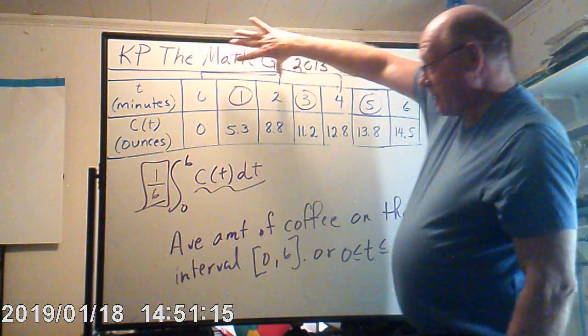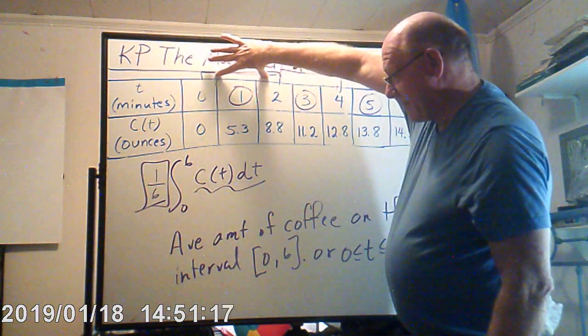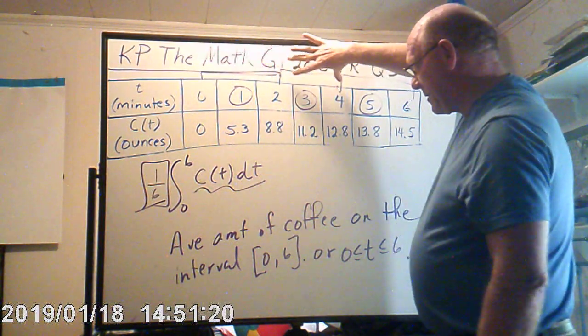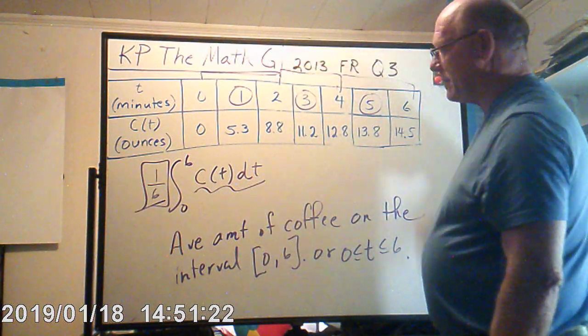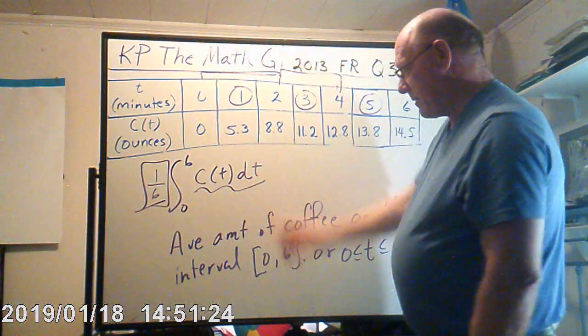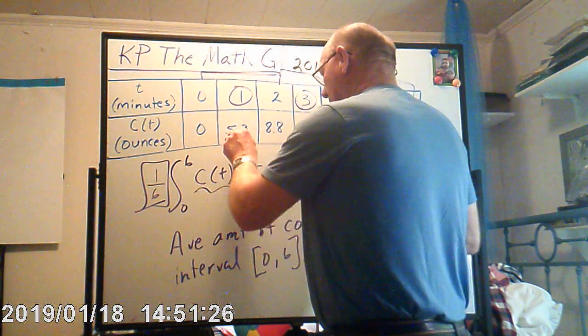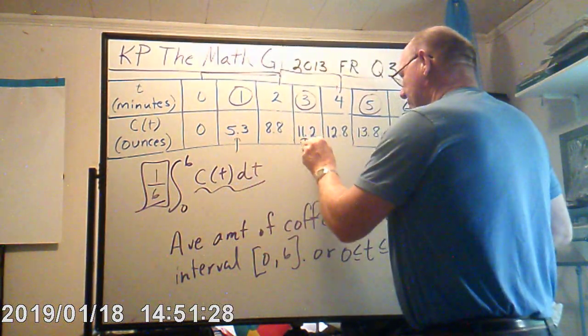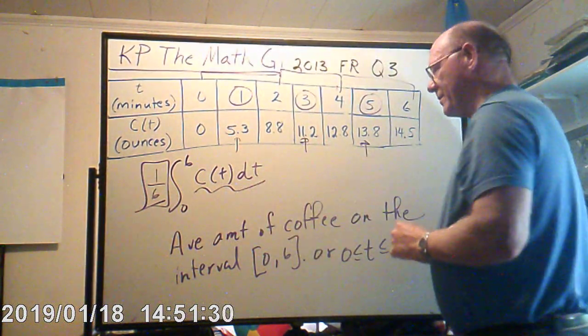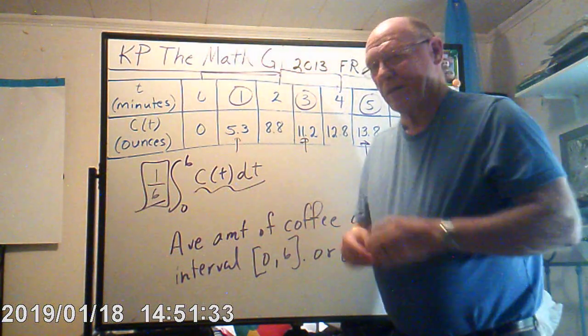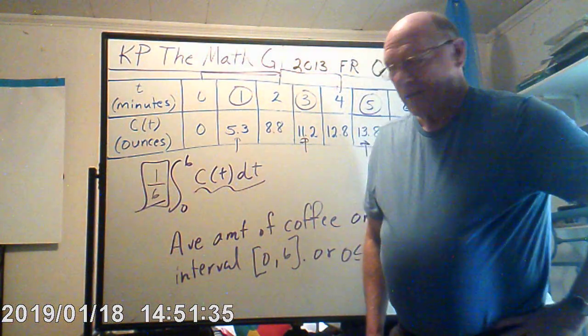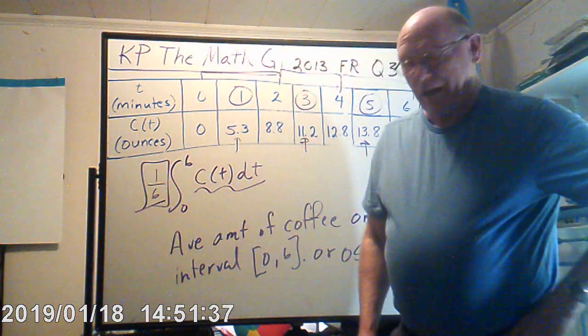So you're taking this delta t is 2, delta t is 2, and delta t is 2, times this, times this, times this. That's what the midpoint is all about. Okay. Well, that's all I have for now.